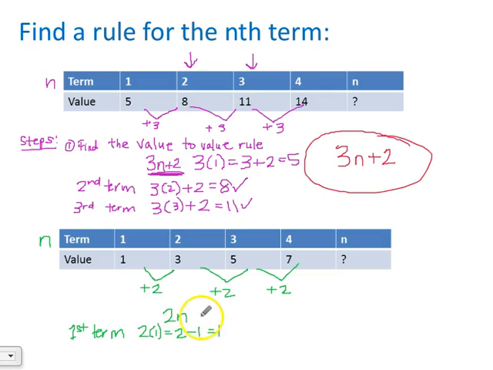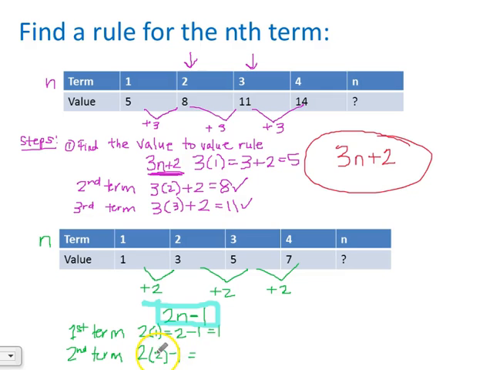So now it looks like our rule might be 2n minus 1. I've adjusted our rule, so it's 2n minus 1. Now let's check it for our second term and see if it works. For the second term, I'm going to plug in 2 for n and subtract 1 from that. Let's see if that works.